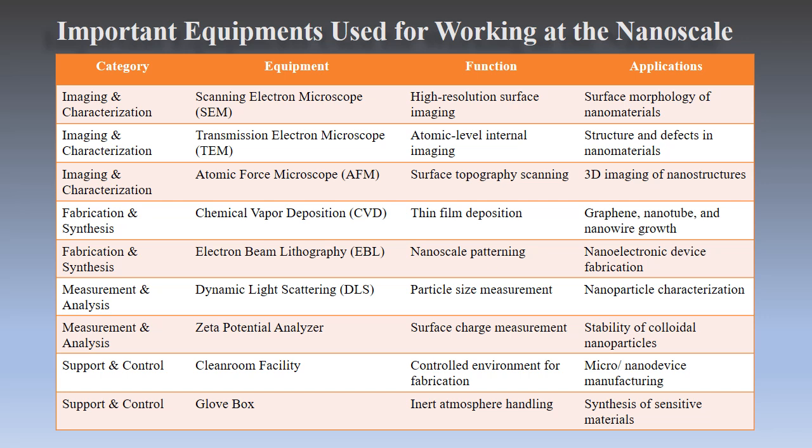Here is the list of some of the important equipment used for working at the nanoscale. For imaging and characterization, we use scanning electron microscope, transmission electron microscope and atomic force microscope. For fabrication and synthesis, we use methods like chemical vapor deposition or electron beam lithography. For measurement and analysis of particle size, we use dynamic light scattering and zeta potential. Along with this, basic facilities like a clean room or glove box are also required for working at the nanoscale.